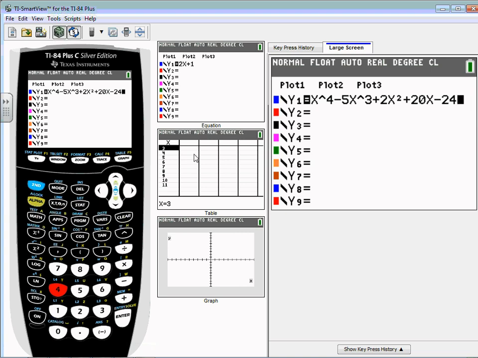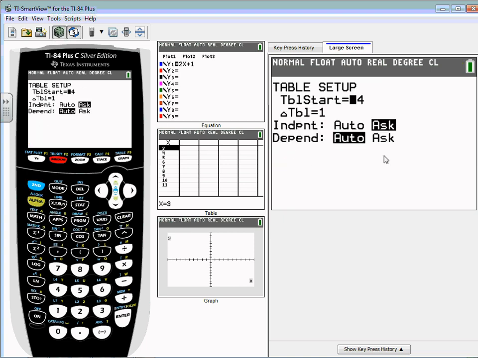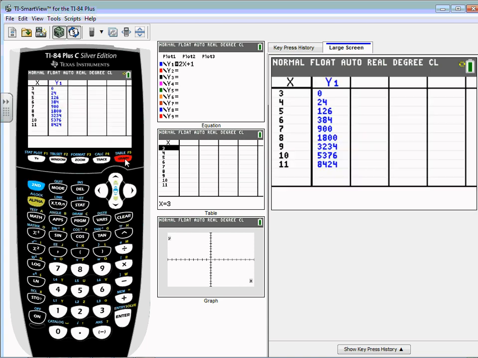I've pushed this a few times when we were in class, that it's a really big advantage that once you have a function in, if you want to see that function at different points, don't use your graph because it's going to draw it, it's going to take a while. And if it's out of the window settings, you have to change the window settings. So instead, I'm going to go to second window, which takes me to the table setup. And I just want to make sure your independent is on ask. Because now when I go to my table, I have a bunch of different values in here.